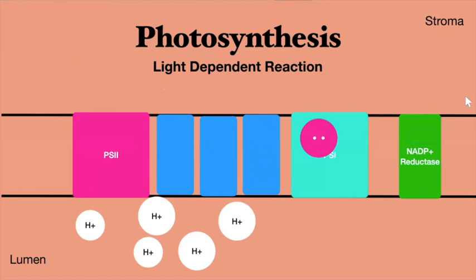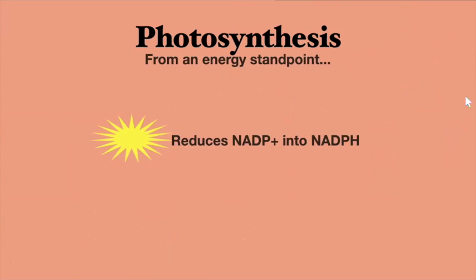Light then strikes photosystem 1. This causes electrons to get excited and move to the NADP plus reductase, and this fuels the formation of NADPH from NADP plus. The NADP plus is reduced into NADPH.